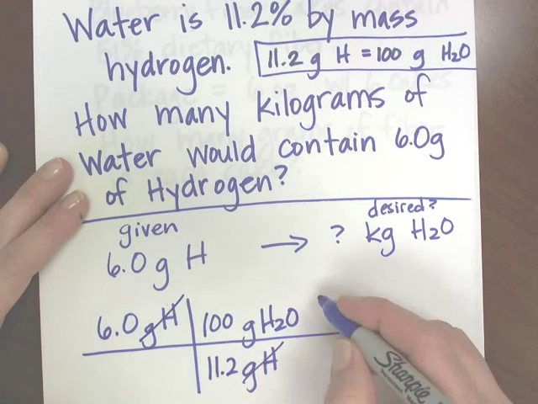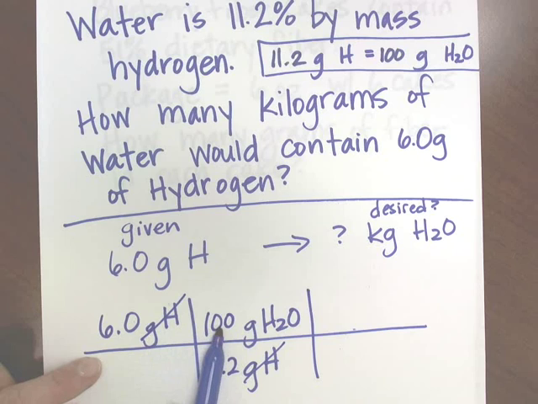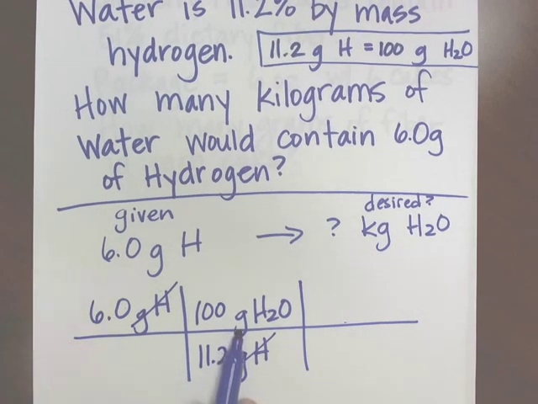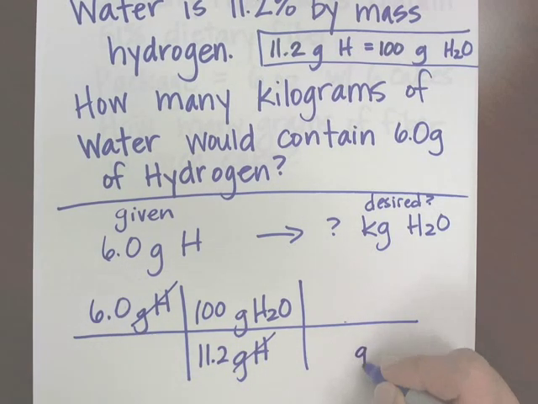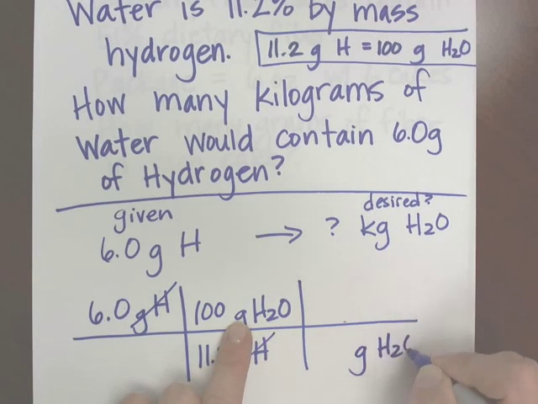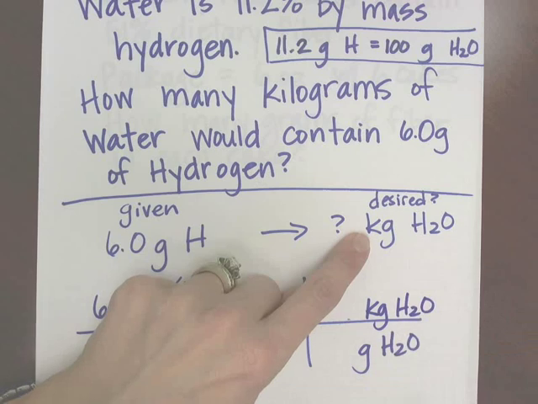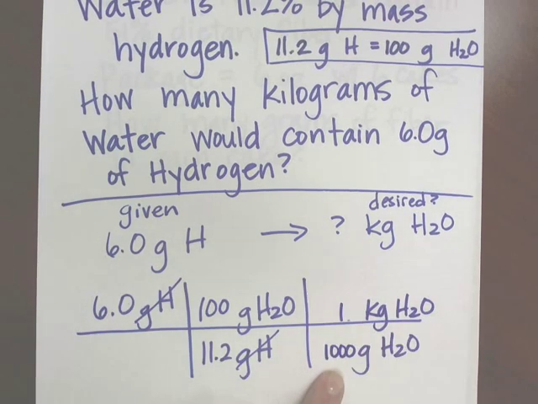Grams of hydrogen cancel, and if I were to calculate this, 6 times 100 divided by 11.2, that would tell me how many grams of water contain 6 grams of hydrogen. That's not what I want to know. I want to keep going and convert grams of water to kilograms of water. And this is a metric to metric conversion, so we know 1 kilogram contains 1,000 grams.